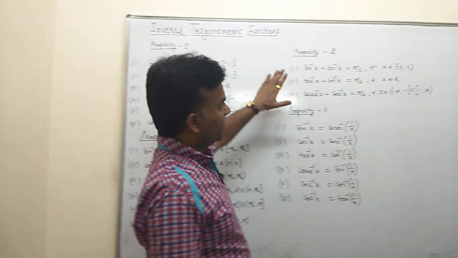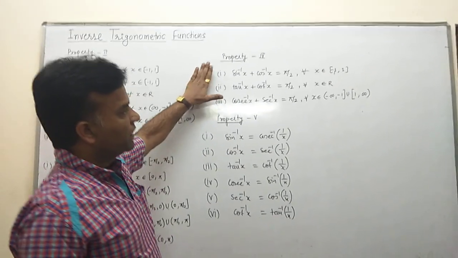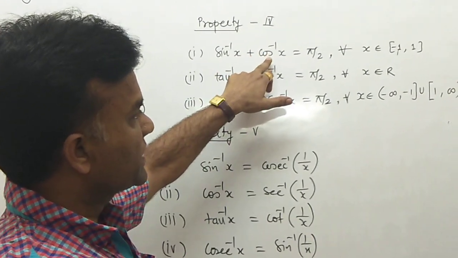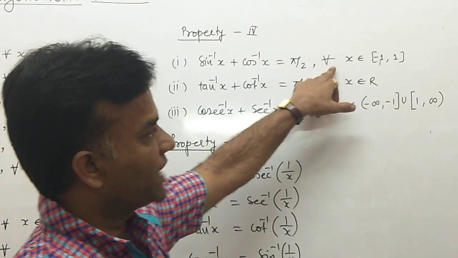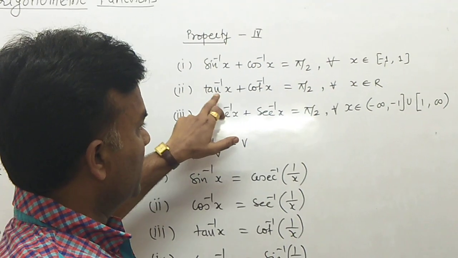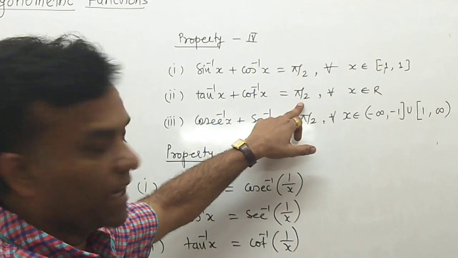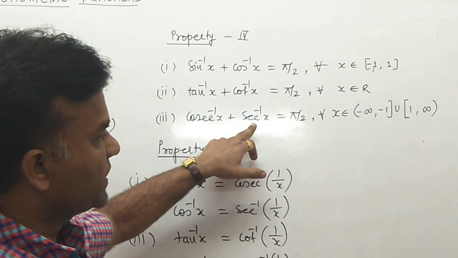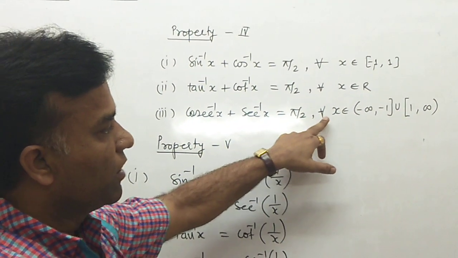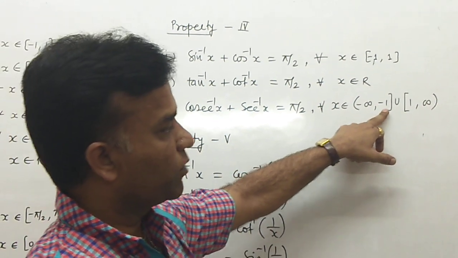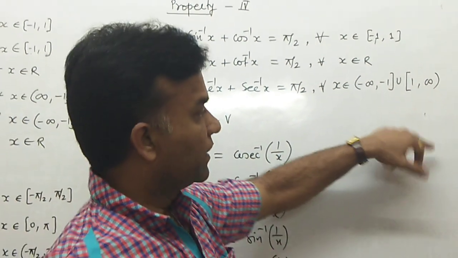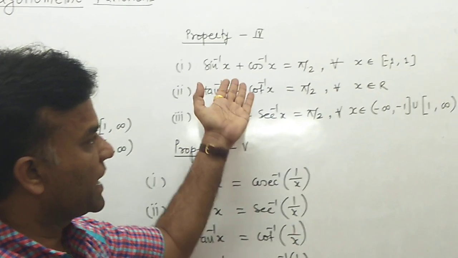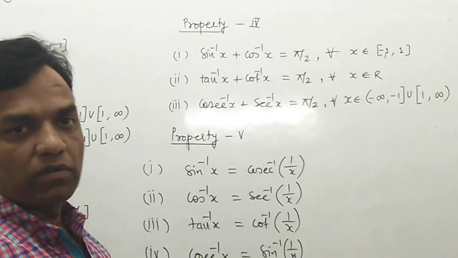And now property 4. Property 4 has 3 formulas, but they are in the form of pairs: sine inverse x plus cos inverse x equals pi/2 for all x belonging to -1 to 1. Similarly, tan inverse x plus cot inverse x is again pi/2, where x belongs to R. And cosec inverse x plus sec inverse x equals pi/2 for all x belonging to -infinity to -1 union 1 to infinity.